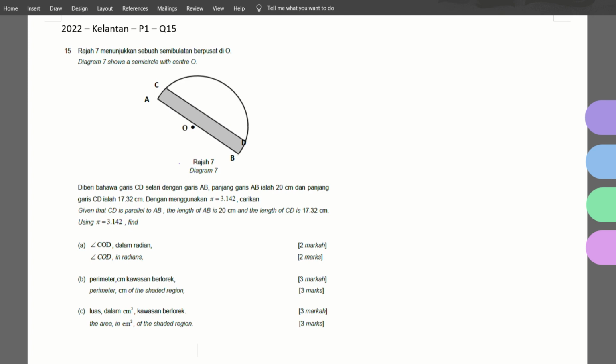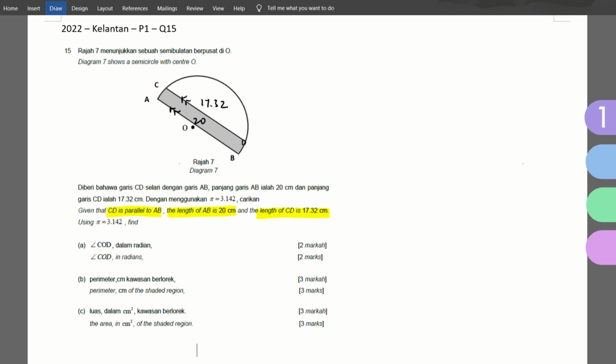Step 1 is to highlight some important points. For this question, we'll highlight these three, and I'm going to write them into the diagram. What we see here is CD and AB are parallel. AB is the diameter, and since a diameter is a straight line, CD is also a straight line.